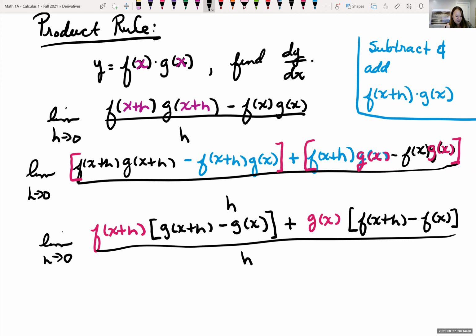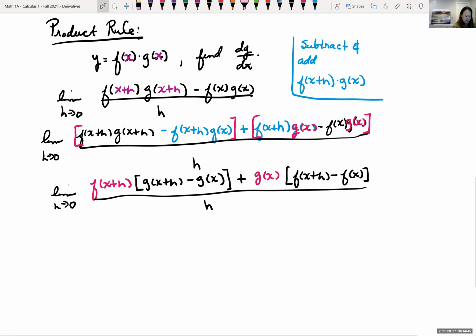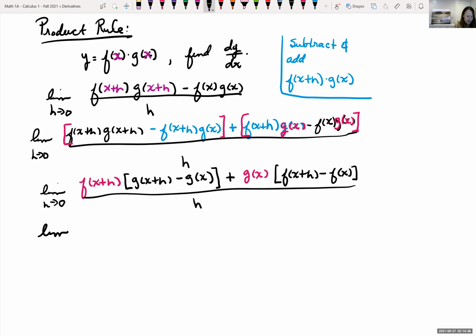Well, I see this g of x plus h minus g of x all over h, because this is our denominator. That looks like a derivative. Same thing with this f of x plus h minus f of x all over h. That looks like the derivative of f. So we can rewrite this as two separate fractions. We have the limit as h goes to 0 of f of x plus h, all times g of x plus h minus g of x, all over h.